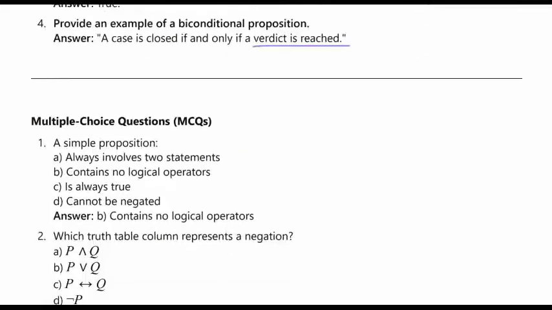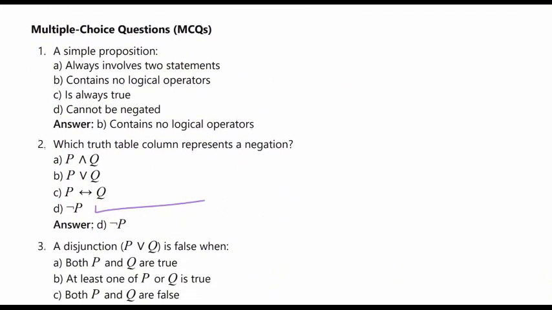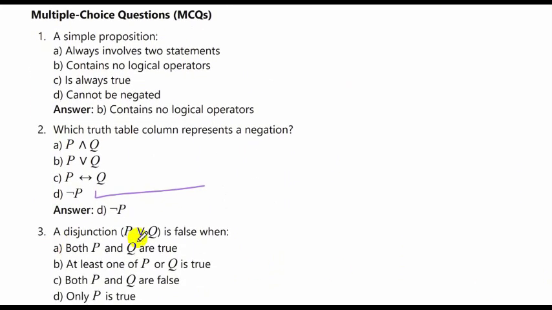Alright. Let's look at the second MCQ. Which truth table column represents a negation? So this is the symbol of negation. A disjunction P or Q is false when both P and Q are false. This is the truth table. Do let me know if you have not understood the truth table, and I'll expand on that in a new video.